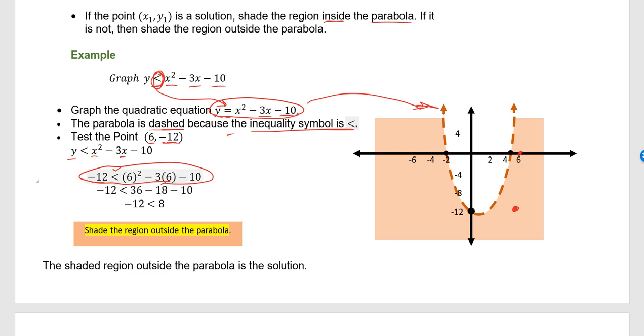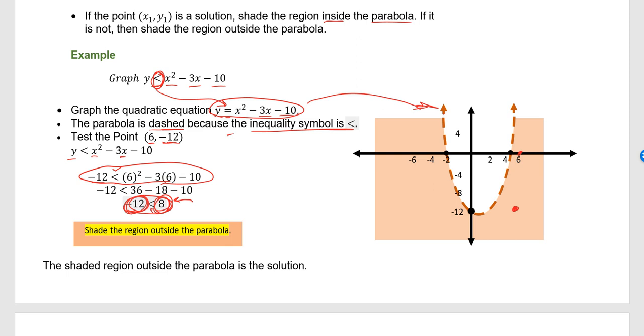Now, simplifying the expression on the right, we'll get -12 less than 8, question mark, because we're still testing the inequality. Is this a true or false mathematical statement? It is true. -12 is less than positive 8.